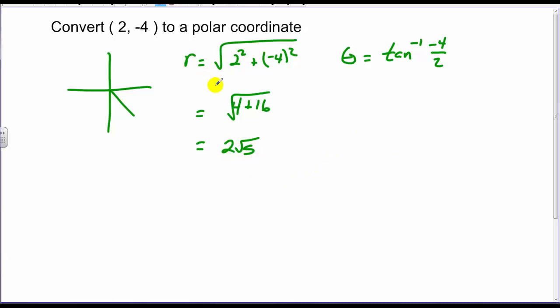The arctan of negative 2 is going to give me a theta value of negative 63.4 degrees. And if they don't ask you to give values that are either positive or between 0 and 360, this would be an acceptable answer.